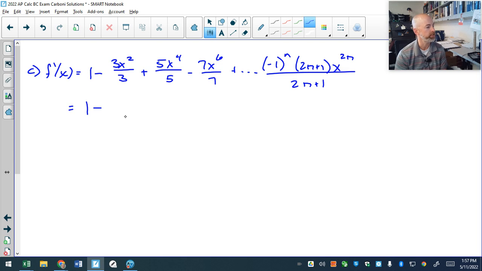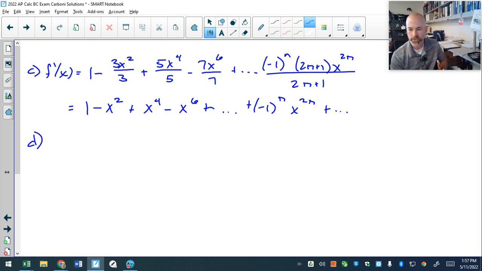So 3 over 3 is 1x squared. That'll be 1x to the 4th. That'll be 1x to the 6th. And my general term also simplifies. The 2n plus 1's cancel. Negative 1 to the n times x to the 2n. And there is part C.